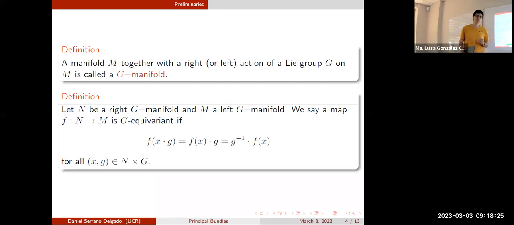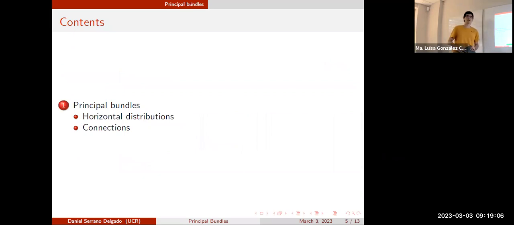Now a manifold M with such an action will be called a G manifold. And now, if we have a manifold M, we're going to say that the map f from M to M is G equivariant if the following conditions are satisfied for all x in M times G. And now, with the most important preliminaries already stated, we're ready to see what a principal G bundle is.